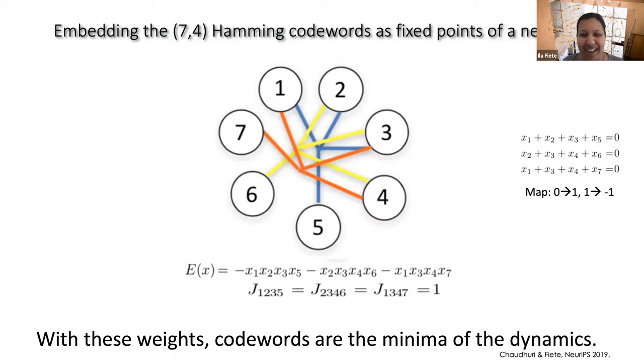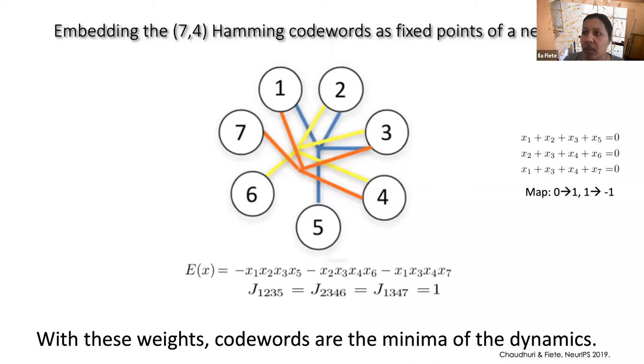Now there are two objections you may have. One is that in biological systems, we typically think about connectivity between neurons as being pairwise, and we don't think of there being higher order weights. And so that's one issue. And then the second question is, well, what about the robustness or the basin size of these fixed points?